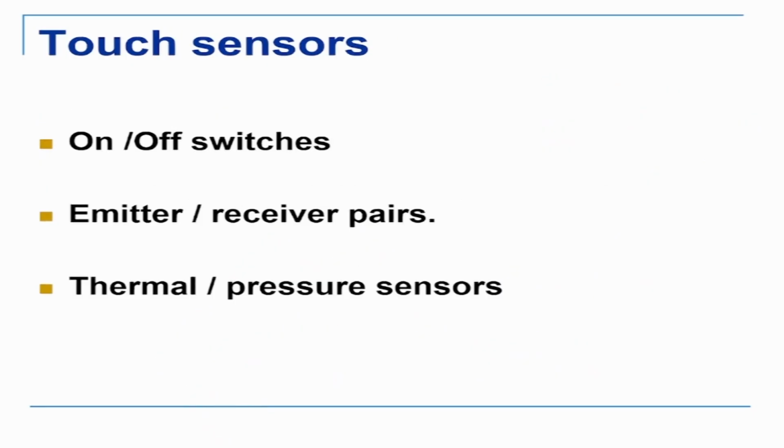Now, the touch sensors that are normally used are on-off switches. They are very similar to the keys on the keyboard of a PC or a laptop. The working principle is exactly the same. These are contact sensors. If you press the key, contact is immediately made. The other kinds are emitter-receiver pairs and thermal pressure sensors, which are also there. So today we'll stop here, and in the next class we'll move on to other kinds of sensors that would be required.